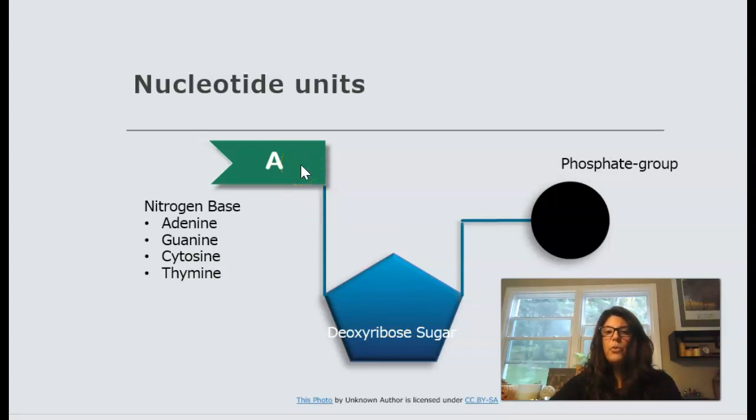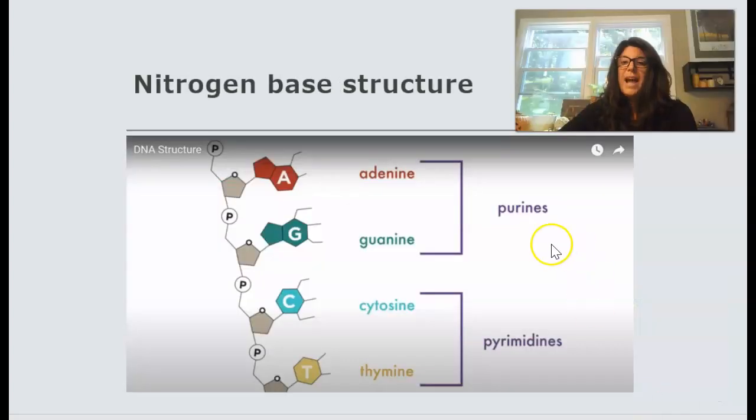However, there are 4 different varieties of nitrogen bases that could be attached to the sugar: adenine, guanine, cytosine, or thymine. So basically, these nucleotides are going to have 4 different variations to them, depending on which nitrogen base is attached at the end. Now, the nitrogen base kind of determines its actual structure.